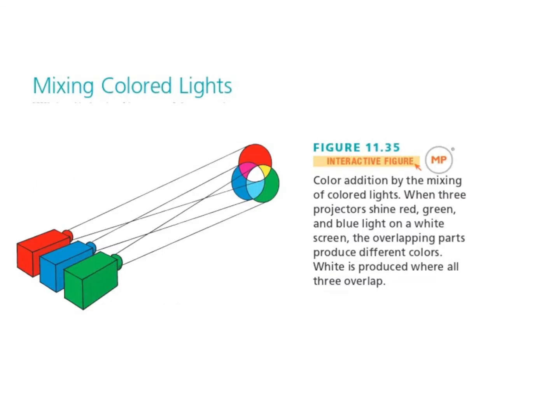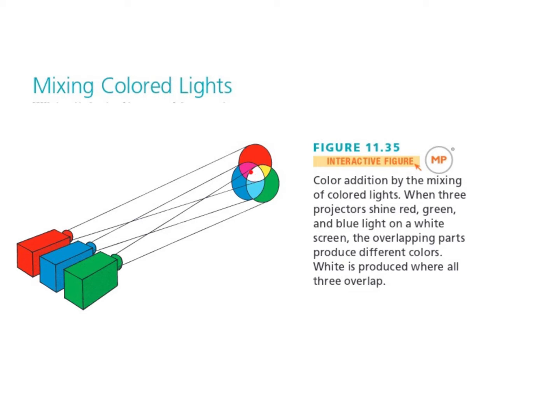So here we're going to look at what happens when you mix different colored lights together. What you have here is 3 different projectors, one that can project red light, one that can project blue light, and one that can project green light. And so over here you see 3 circles, the one coming from the green projector, the one coming from the blue projector, and the one coming from the red projector. Now, they're offset a little bit so that they overlap in different regions.